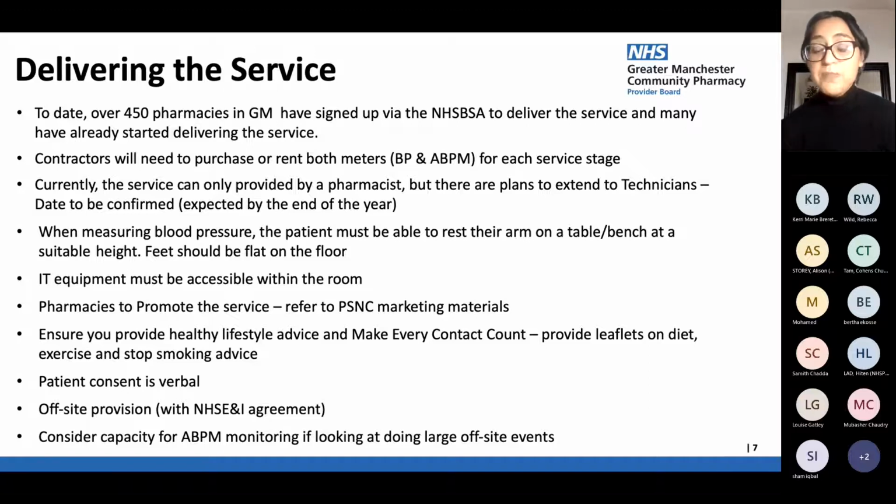And indeed, many of you may already be providing some of these services in your pharmacy. Patient consent is verbal. Off-site provision can be arranged, but it must be with oversight and agreement from the NHS England regional team. And if you do any large off-site events, you need to consider the capacity for ABPM monitoring at these sites. Next slide.